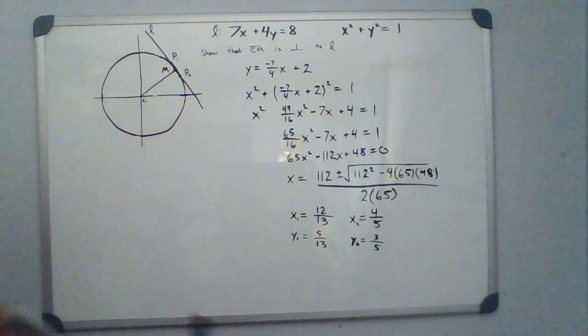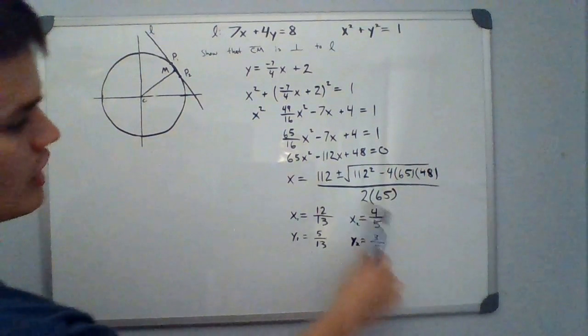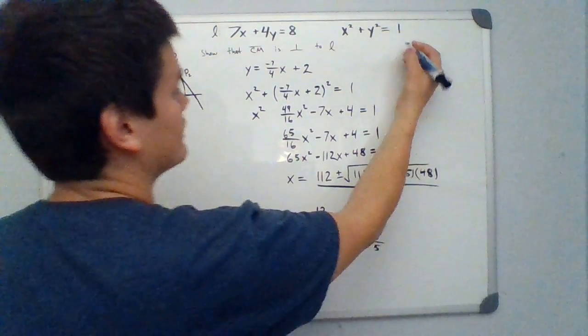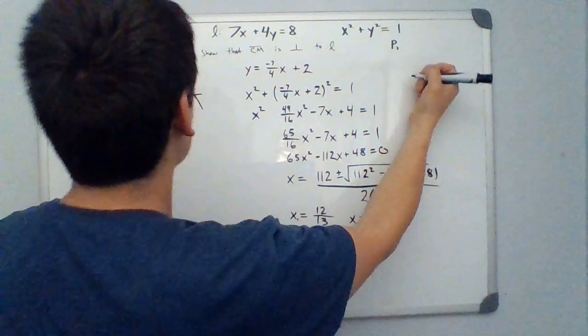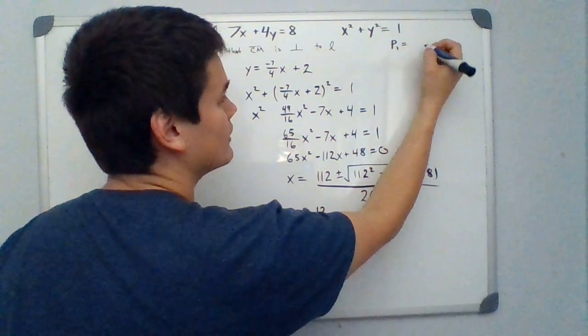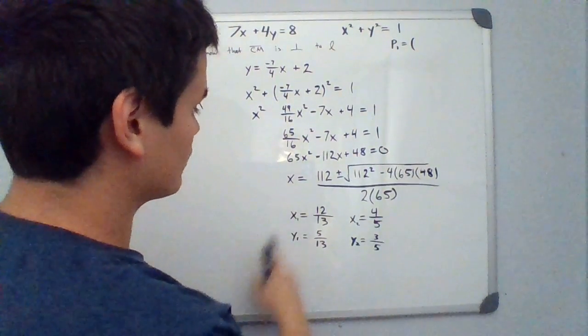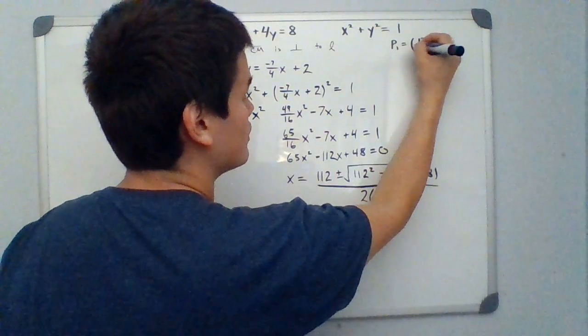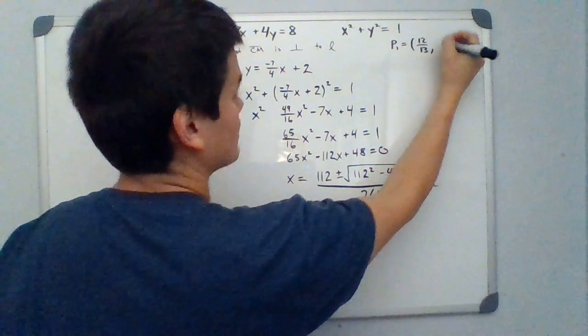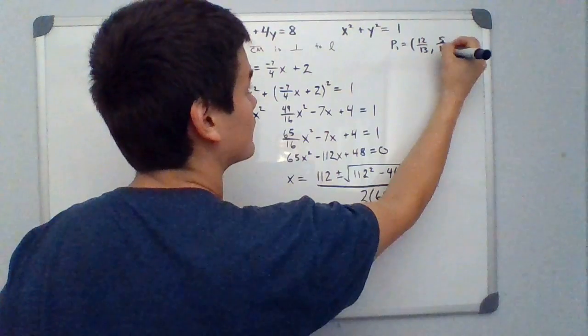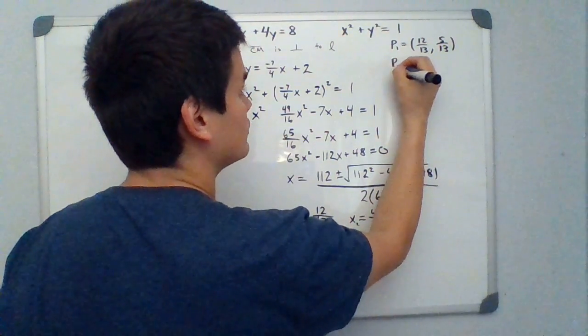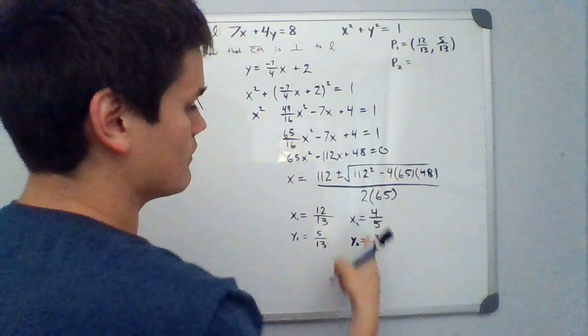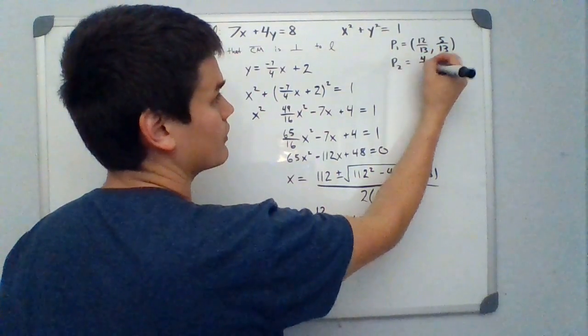All right, so all this work and a lot of invisible algebra that I did not do, except on my own. So P1 is going to be this ordered pair, 12/13 and 5/13. And then P2 is the ordered pair 4/5 and 3/5.